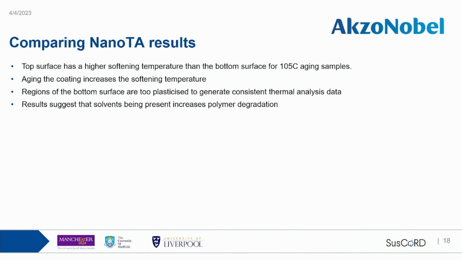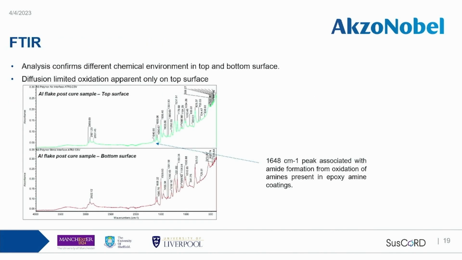So based on those results, I have the top surface has a higher softening temperature than the bottom surface, and aging the coatings increases the softening temperatures. A lot of the regions of the bottom surface are too plasticized to generate consistent TA data, and the results suggest that the solvents present are degrading the polymer or increasing the rate.